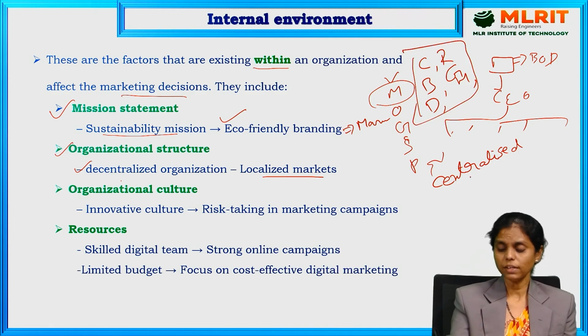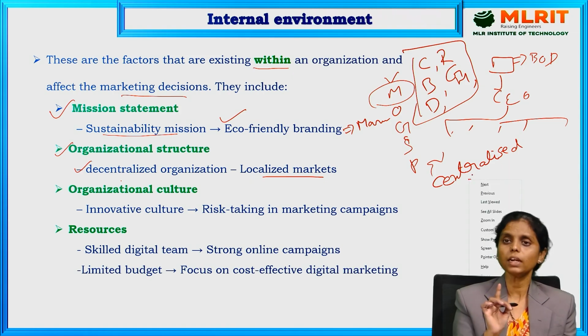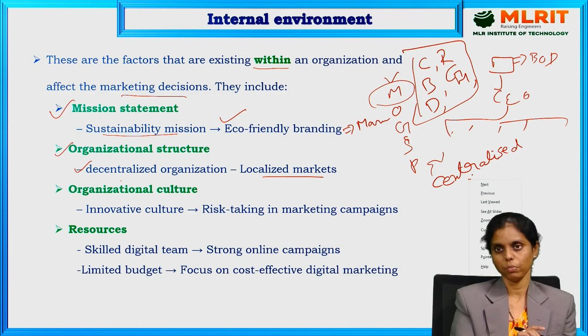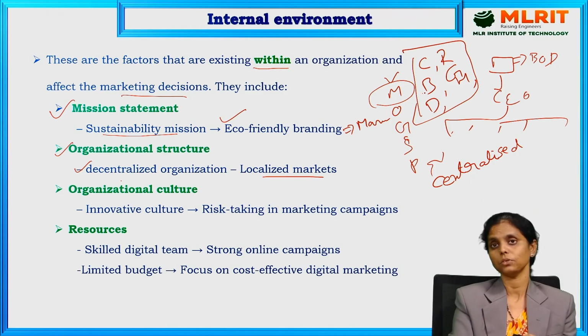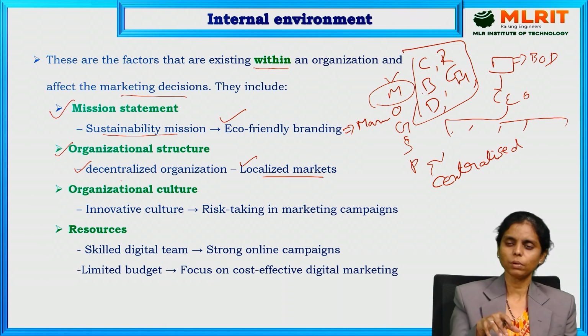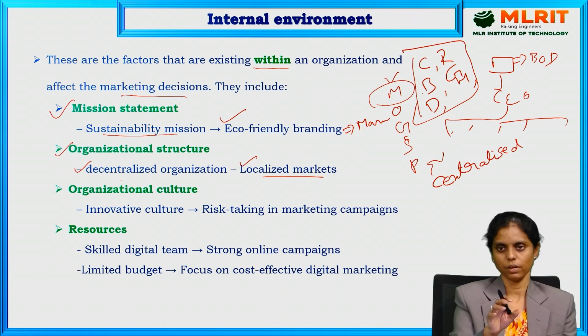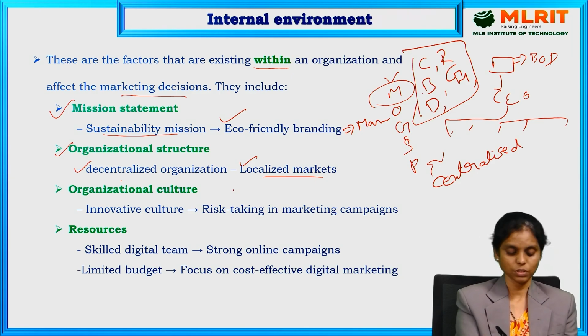Now, if it is a centralized organization, what happens? They'll develop the product in a single area and distribute that product. That is the centralized organization that we have. Mass or standardized products can be provided. But when it is a decentralized organization, what is the advantage of that? Localized products can be prepared. That means whatever the taste and preferences according to the respective region are, they'll develop the product. That is possible when the organization is a decentralized organization. The next one that we have is the culture of an organization.